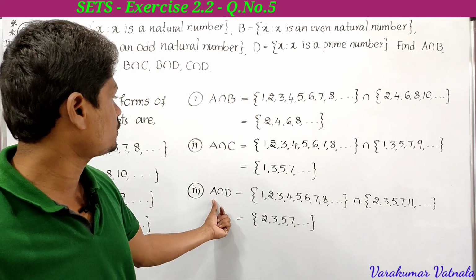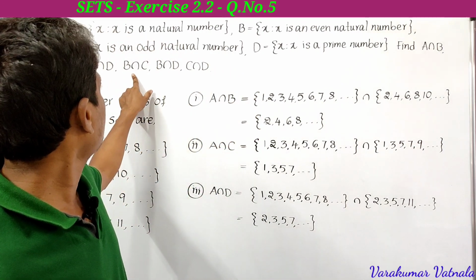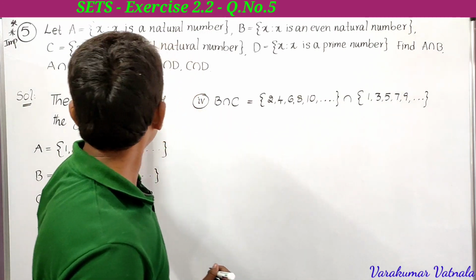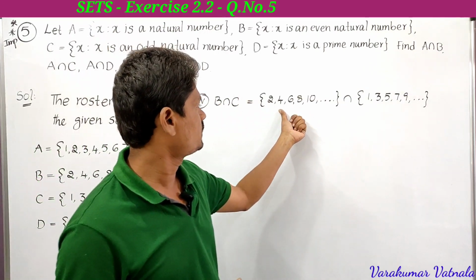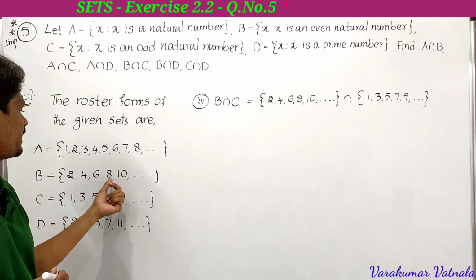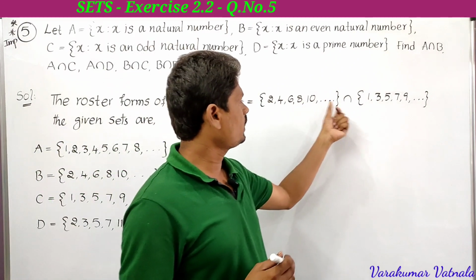So this is A intersection D. Next we have to find B intersection C. First we have to write set B. These are the elements of set B: 2, 4, 6, 8, 10 and so on.